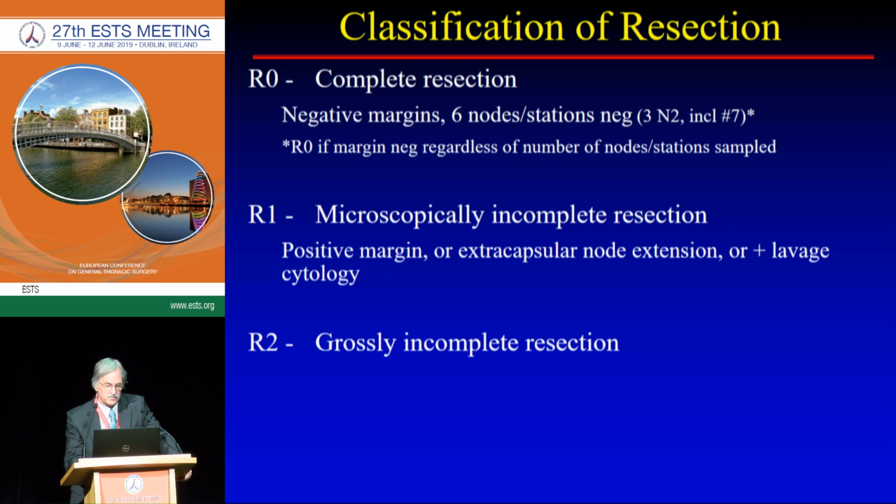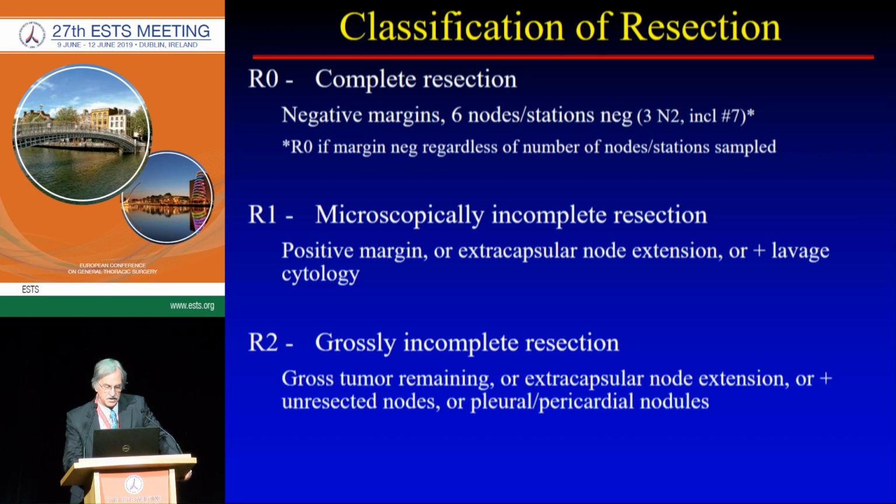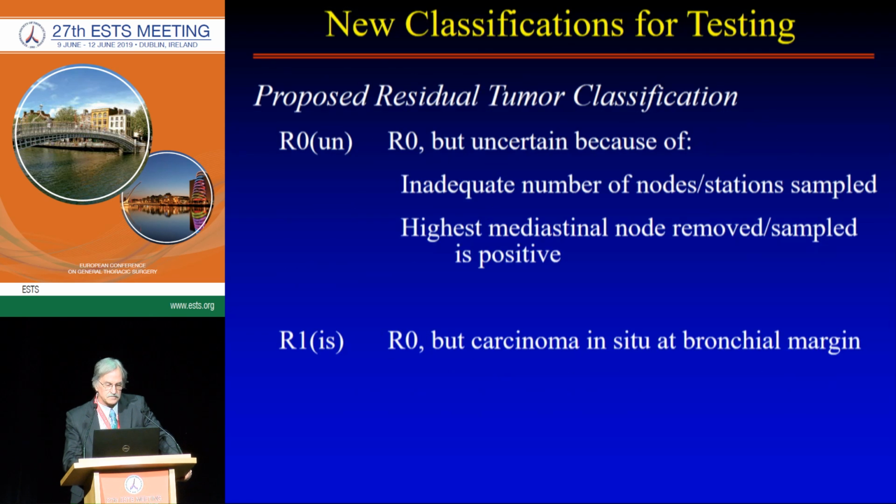Microscopically incomplete resection, positive margin, or extracapular node extension. Doesn't actually say anything about extracapular node extension with a large packet of fat around it, which you might view as negative margin, but that's not specified. Or pleural lavage cytology. And of course, grossly incomplete is pretty obvious. Interestingly, extracapsular node extension comes up here as well without further explanation. Positive unresected nodes, that's fairly obvious, pleural pericardial nodules.